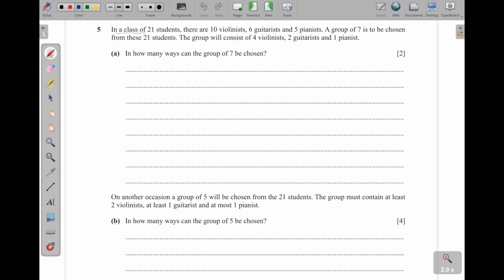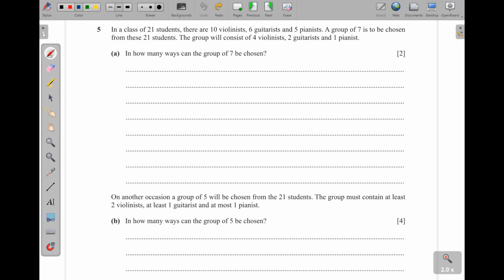Okay, in a class of 21 students, there are 10 violinists, 6 guitarists, and 5 pianists. A group of 7 is to be chosen from these 21 students. The group will consist of 4 violinists, 2 guitarists, and 1 pianist. Then part A. In how many ways can the group of 7 be chosen?